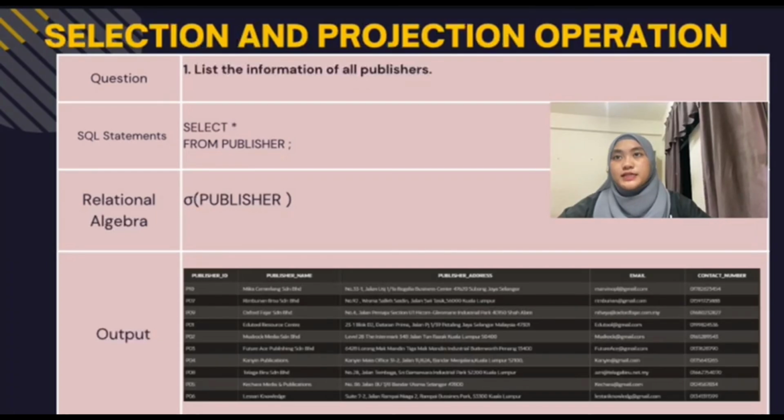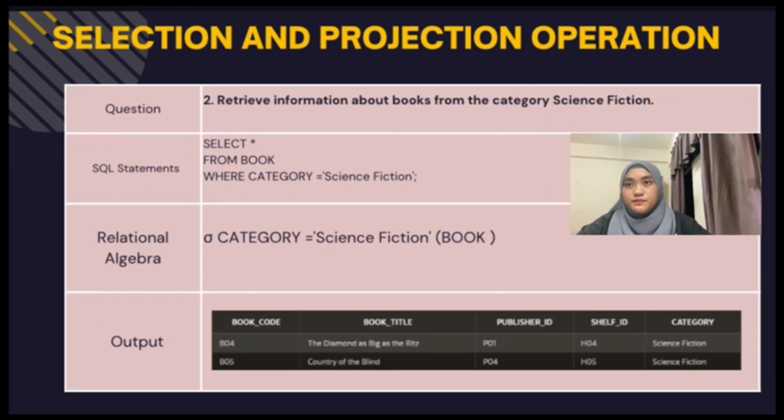Next, I'm going to present the selection and projection operation queries from our project. So the first question is to list the information for all publishers. The SQL statement needed is select star from publisher, which means select star, it will display everything that we entered in our database for all publishers.